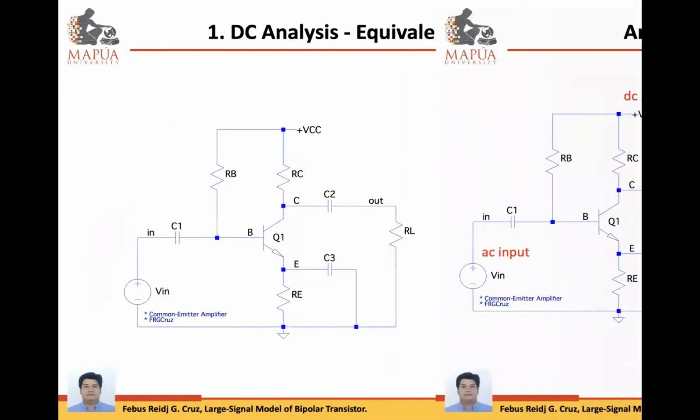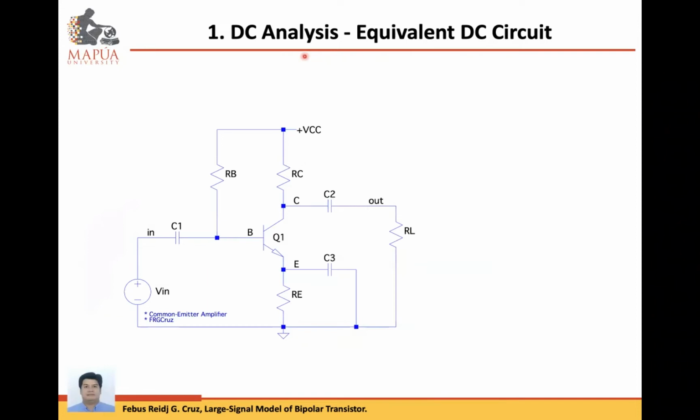Okay, let's continue. So let's now start with our DC analysis. Let us determine the equivalent DC circuit. So we are going to use the DC supply, and we are going to turn off the AC input. So in circuit analysis, to turn off the AC input or a voltage source, in this example to set Vin equal to 0, we are going to short the voltage source.